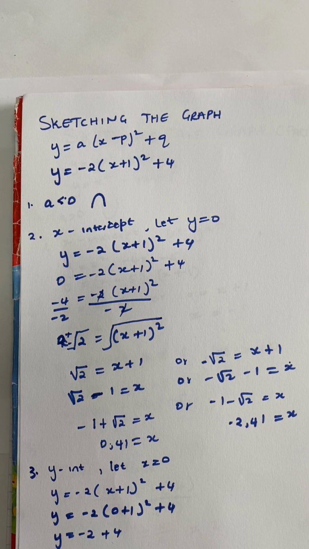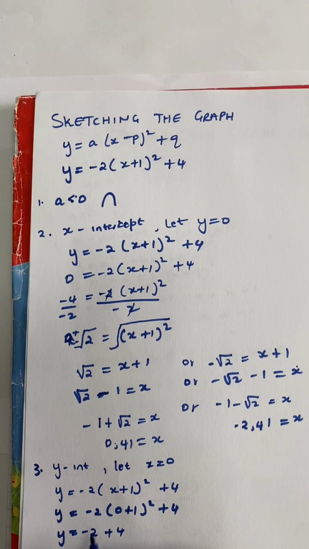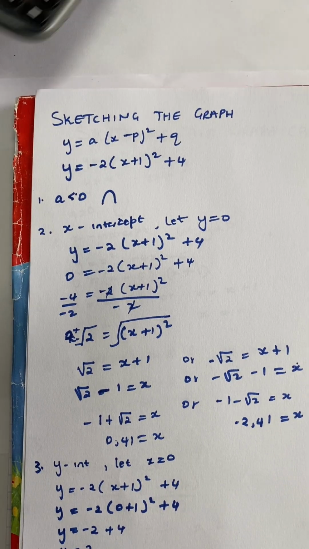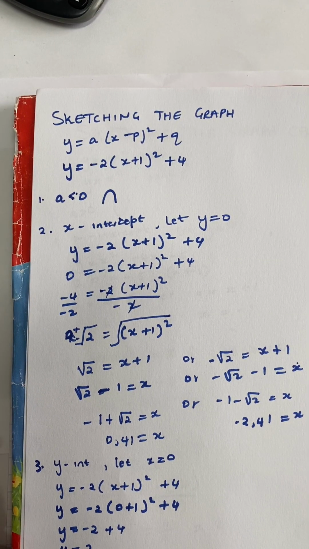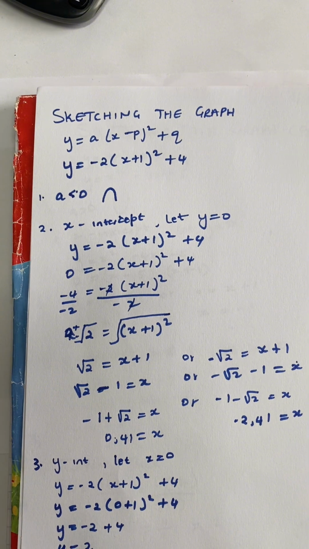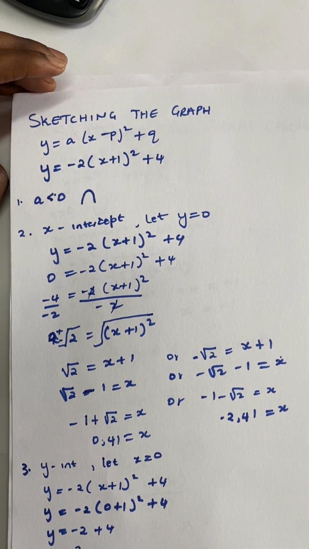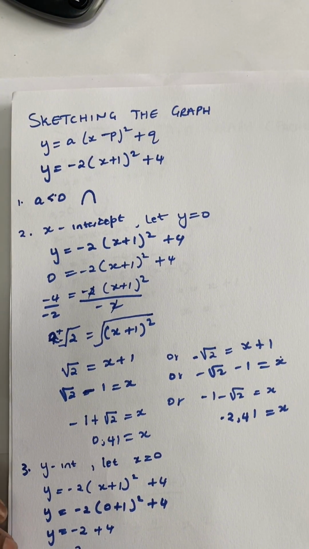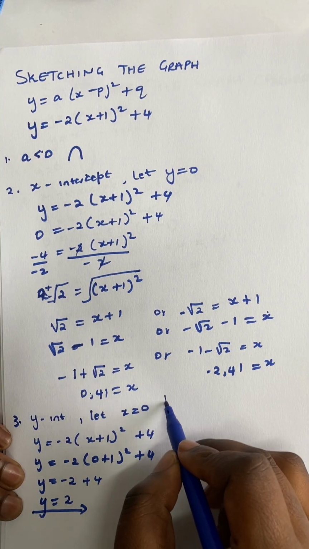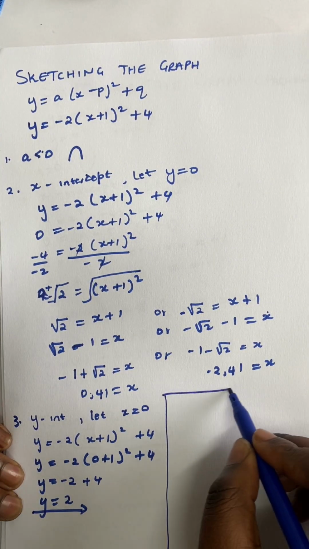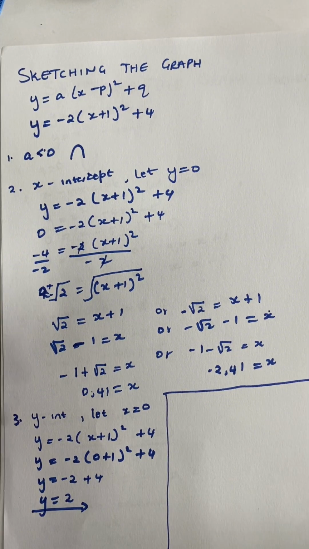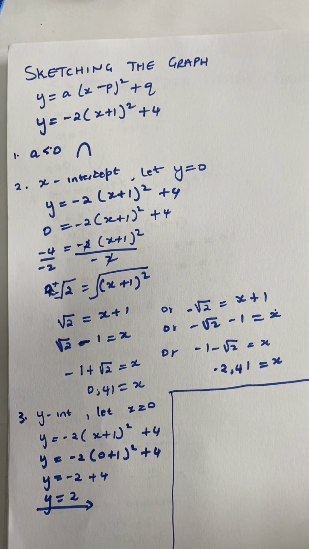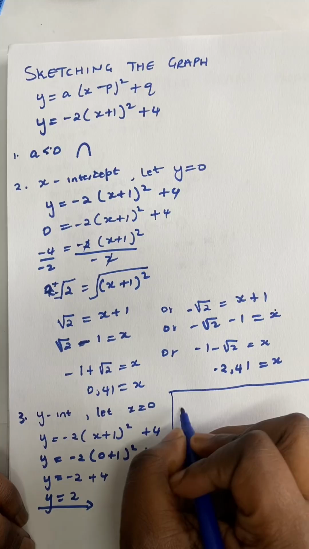You can confirm that. So y is equal to 2. Okay, so you do know your x-intercept, you do know your y-intercept. Take this space here. Now you have to find the turning point.